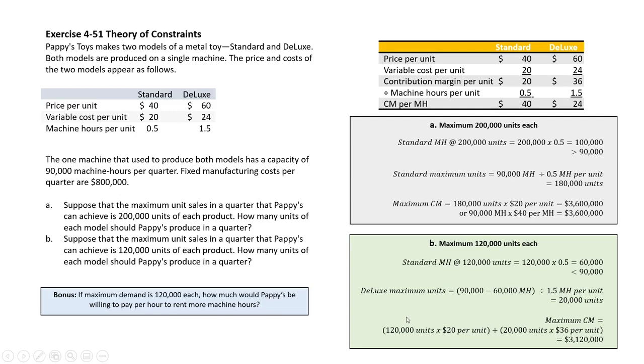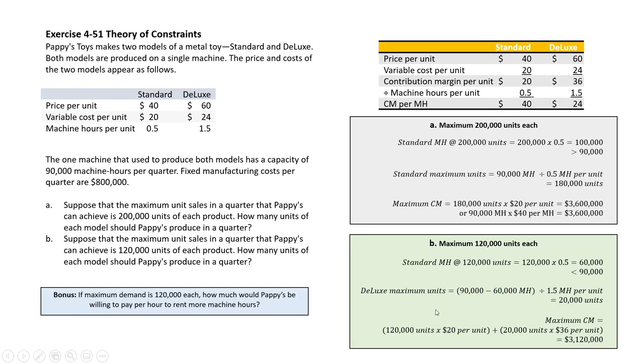And so let's assume, like part B, maximum demand is 120,000, but there is a possibility that Pappy's could rent a piece of equipment that would add on machine hours. What would we be willing to pay? Because there might be situations where we say our existing constraint is machine hours, but there is a possibility of relaxing that. So what additional units would we produce?